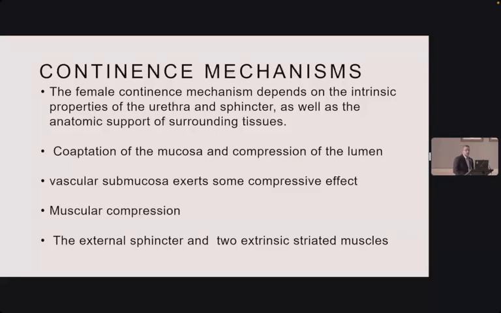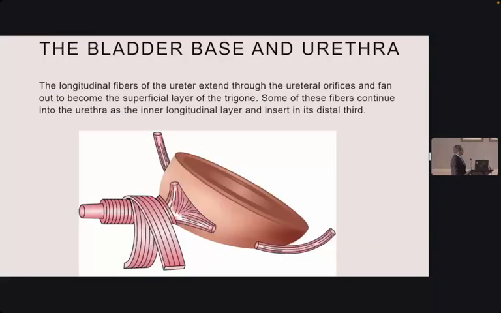In addition to that, there are also two extrinsic striated muscles called the compressor urethrae and the urethrovaginal sphincter that contribute to continence. This is just a picture of basically everything I said now. As you can see there, the urethra and the bladder neck get fibers from different muscles, and then also the mucosa and the submucosal layer.